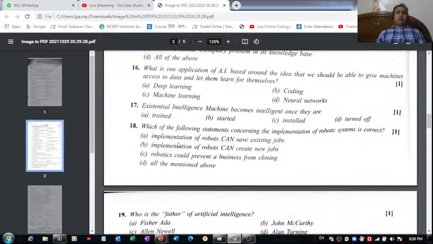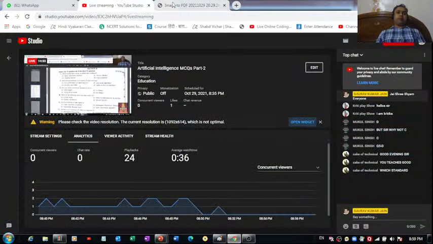The first one is, implementation of robots can save existing jobs. This is absolutely right. Implementation of robots can create new jobs. This is also absolutely right. Robotics could prevent a business from closing. Absolutely right. So I think the correct answer of question number 18 should be part D, all of the above.